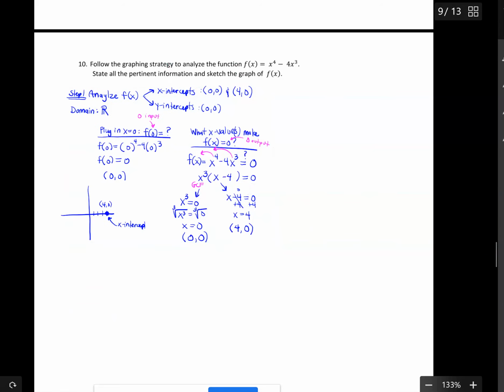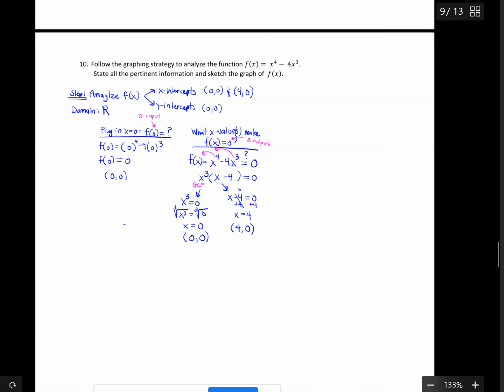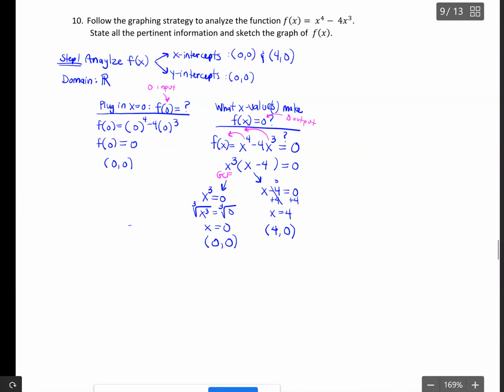Okay, so when I take my derivative here, it's just basic power rule. Drop the 4 down, that's 4x cubed, then decrease the exponent by 1, and then drop the 3 down. That's minus 12x squared.